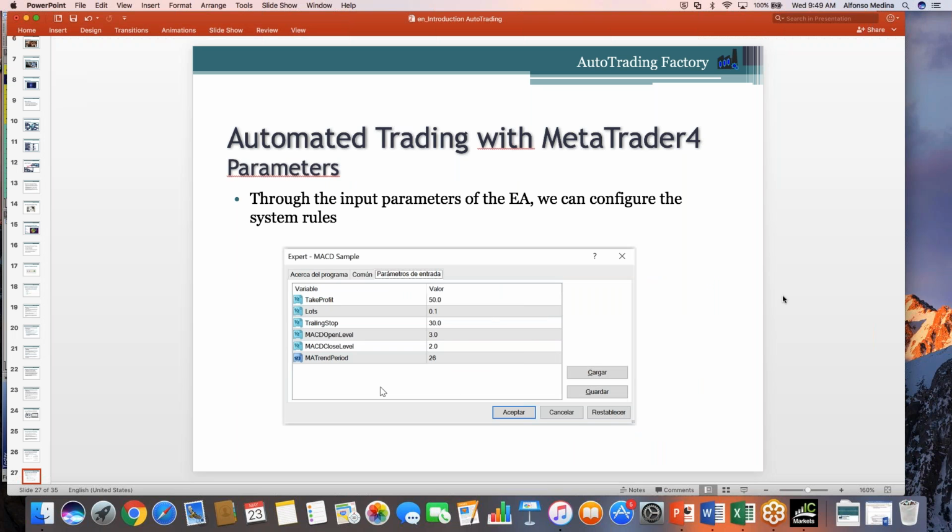So these are some of the parameters that you will see from the expert advisors once you have it in. Here, for example, we can change the values from 50 pips to 30, 20, or 10. We can also set the volumes of the lots, as well as make changes to trading stops and many other things.